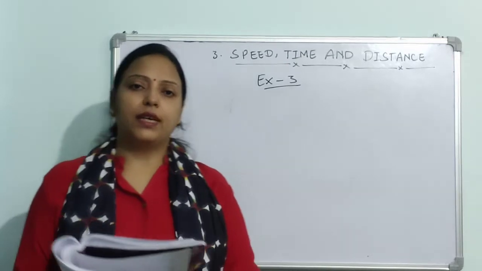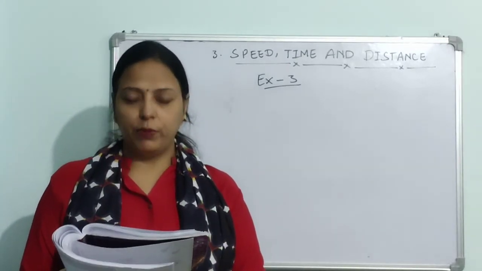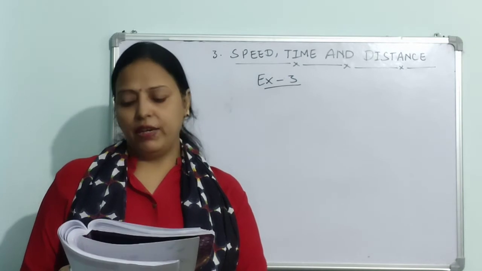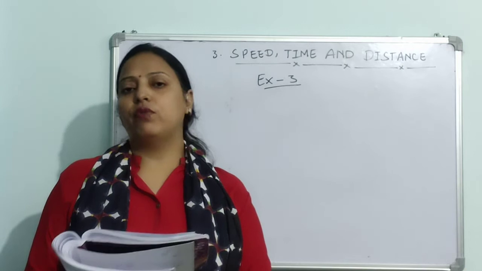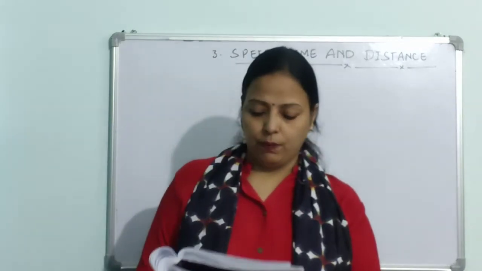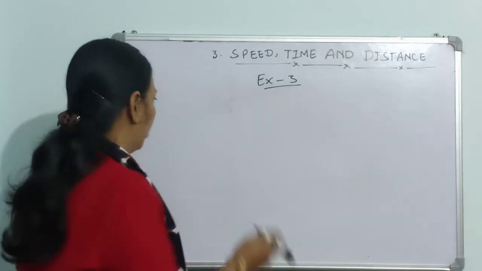Now question number 3, first one. A car travels at a speed of 50 km per hour. How long will it take to cover 175 km? So in this what you have to calculate? In this you have to calculate time. Speed is given and distance is given and you have to calculate time. So first you note down what is given.